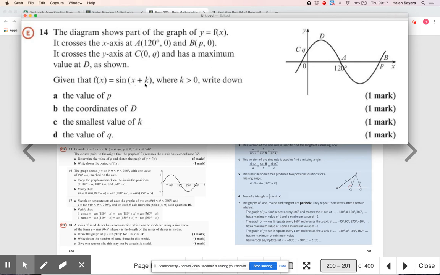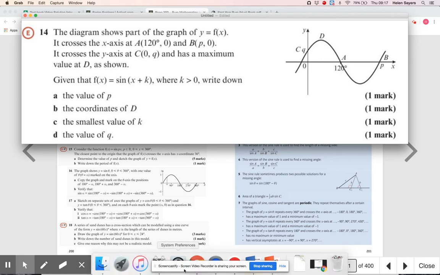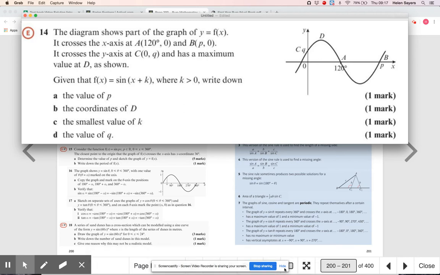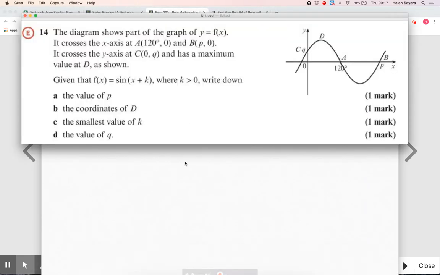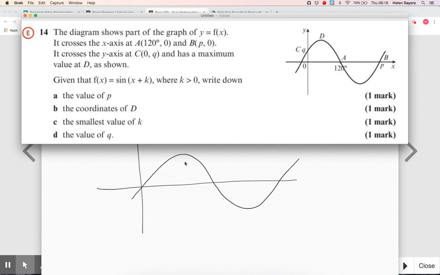And if it's sine of x plus k, then that's a translation of the sine curve. Okay, so let's have a think. If I just do a very quick sketch of what the sine curve would normally be, it would normally be intersecting the x-axis at 180 and 360. Okay, so I can use A to decide what the translation is.